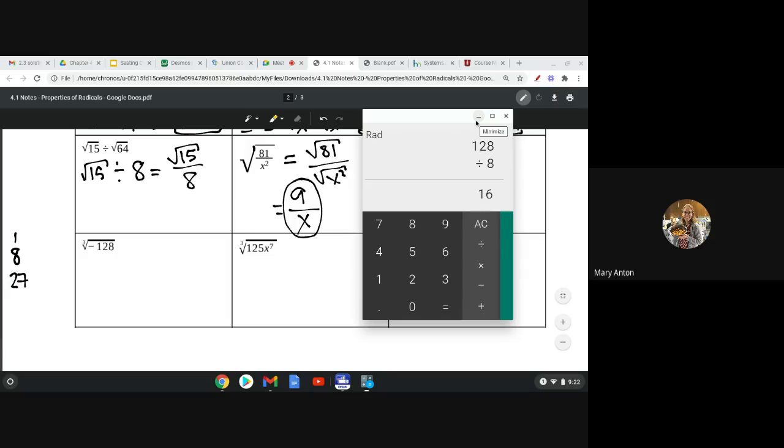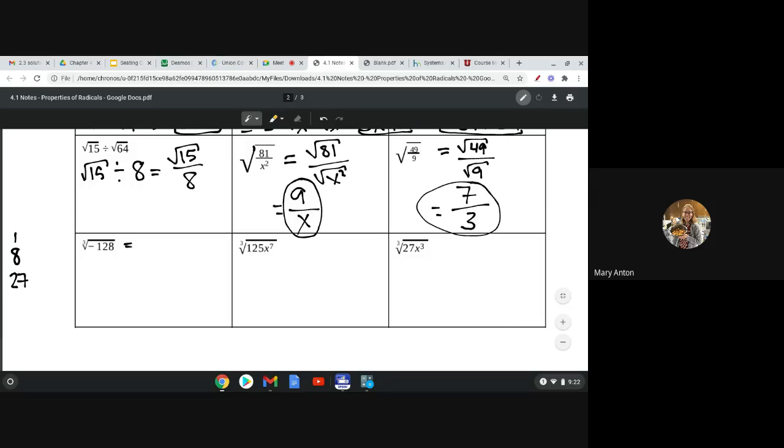16. So 16 times 8 is negative 128. All right, so I'm going to say that this is equal to the cube root of negative 8 times 16. Hey, y'all, does 16 have any perfect cubes in it? 4. That's a factor for sure, but it's not a perfect cube. 8 does. So this is also equal to the cube root of negative 8 times 8 times 2. Because 8 times 2 is 16, right, y'all?